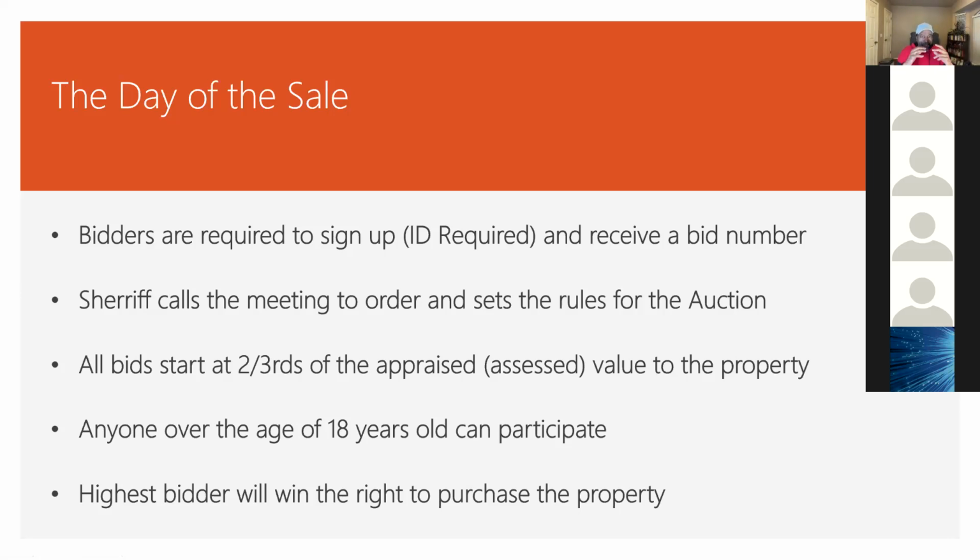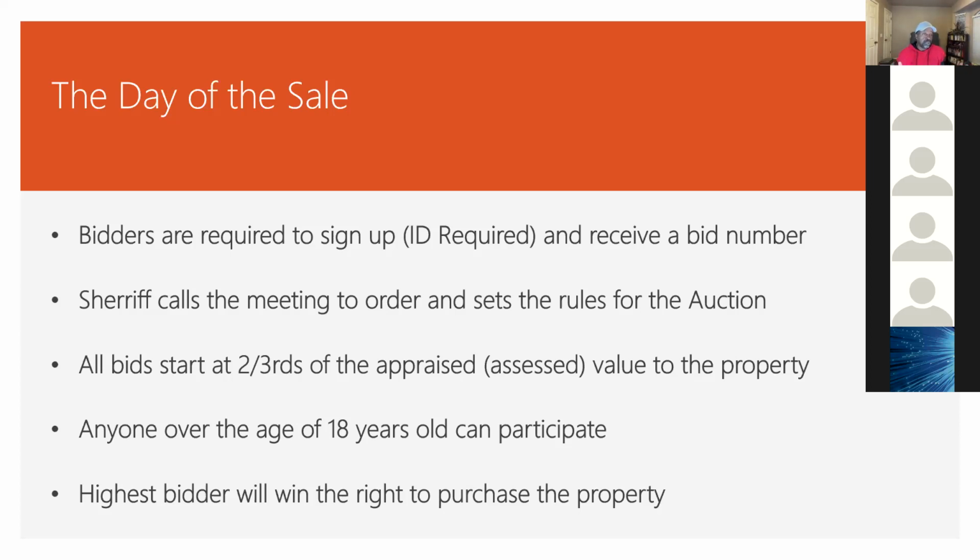So the sheriff calls the meeting to order and sets the rules for the auction. He says that these properties are going to be auctioned today. They're going to be auctioned at 2/3 of the value of what they're worth. And we're going to start the auction at this number, and we're going to go up in increments of 100 or 1,000. He'll set that increment. And so every time you raise your hand, you're going to go up 100, or you can say what the number is that you want to offer.